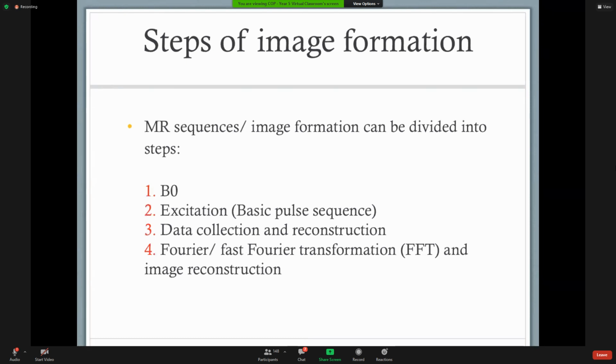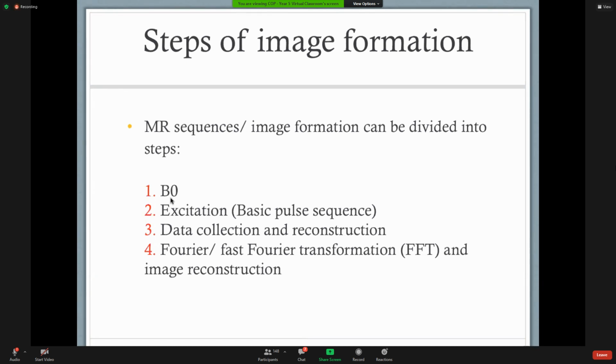We talked about this part, and we said the first thing is that we place the patient inside the magnet, and this will be causing alignment of the spins in one direction with only few that are opposite to them at the small energy level. This is called the B0.